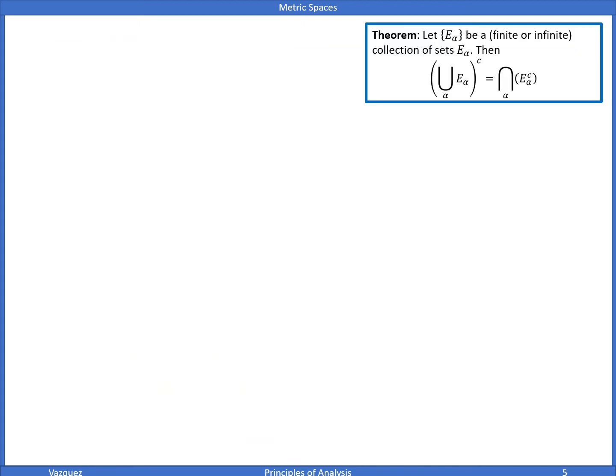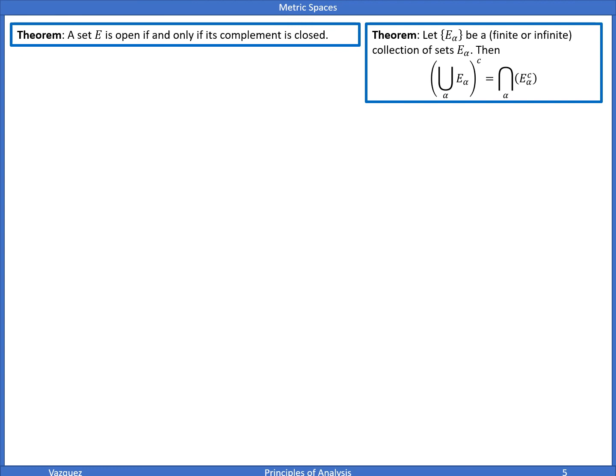Okay, we move on to a theorem. And here I'm not going to be including proofs for all the theorems, although I will include some. Here, if we let E sub alpha be a finite or infinite collection of sets, then this equality holds. You may know it as De Morgan's law. Also, a set E is open if and only if its complement is closed. This is a pretty big theorem, so we're going to go over this proof.